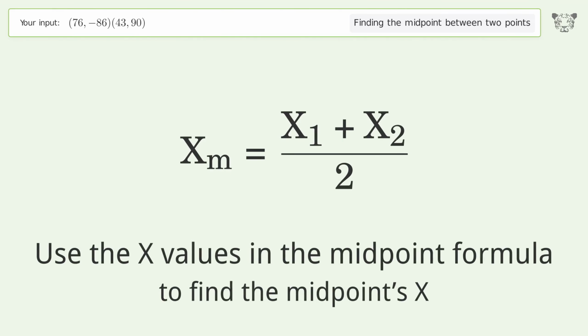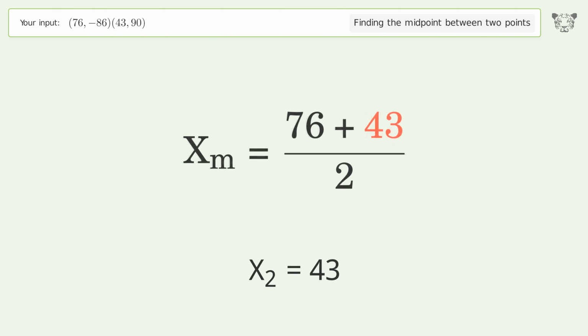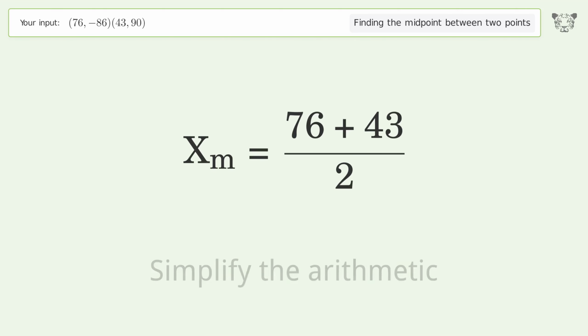Use the x values in the midpoint formula to find the midpoint's x. x1 equals 76. x2 equals 43. Simplify the arithmetic.